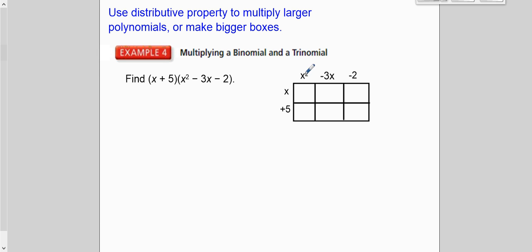So it's multiplying together. X squared times another x. Well, x squared is x times x. Times another x gives us x cubed. Negative 3x times x. Multiply the signs. Negative times a positive is a negative. Multiply the numbers and the variables. Next one. Negative 2 times x.